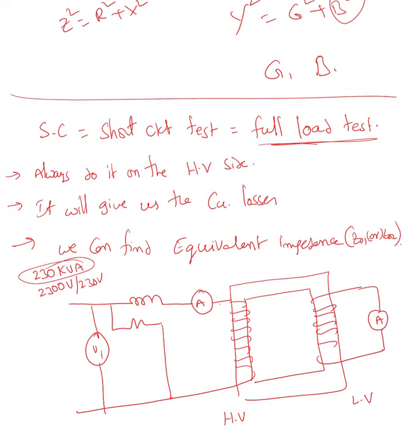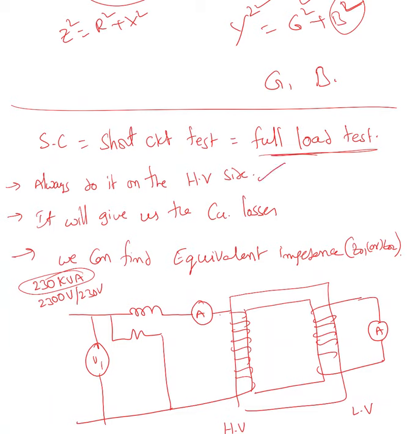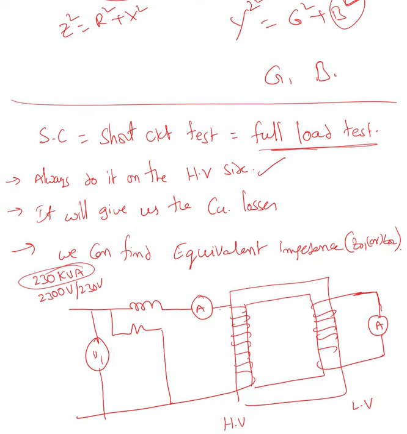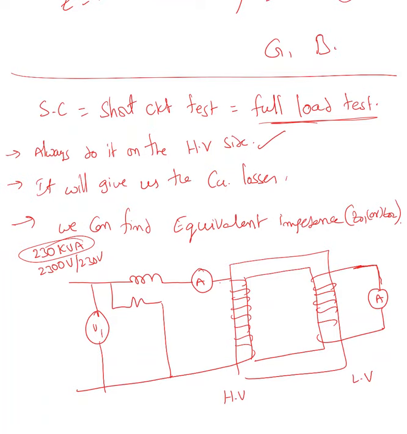The short circuit test is always done on the HV side. That means we short circuit the LV side. In most cases we connect it through an ammeter. We know that an ammeter has zero internal resistance, so it acts like a short circuit. It will give us the copper losses. The main advantage of this SC test is that it gives us the copper losses, and we can find the equivalent impedance, which is Z01 or Z02.